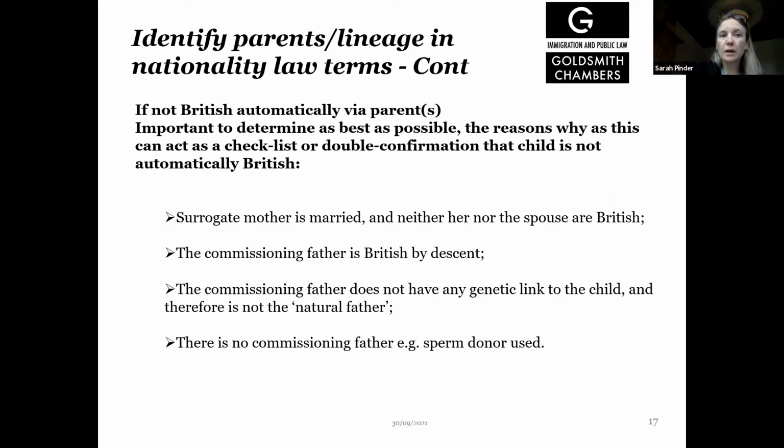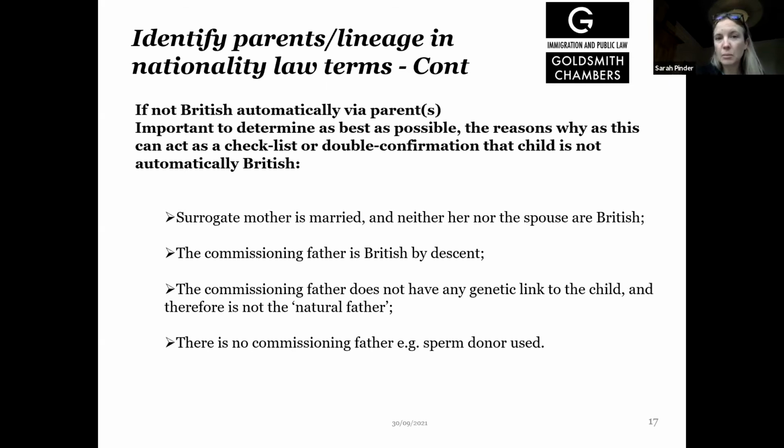So just as a run through, again, the reasons why it's important to trace the parents, to trace that lineage in nationality law terms. And that is because you're not automatically British as a child when you're born overseas. And why I thought it useful to put that summary slide is because you can then trace the reasons why that may be so. And then that will help you map out what you need to do, or at least give you the options to consider and to choose in terms of how you can resolve, how you can document your child's nationality.